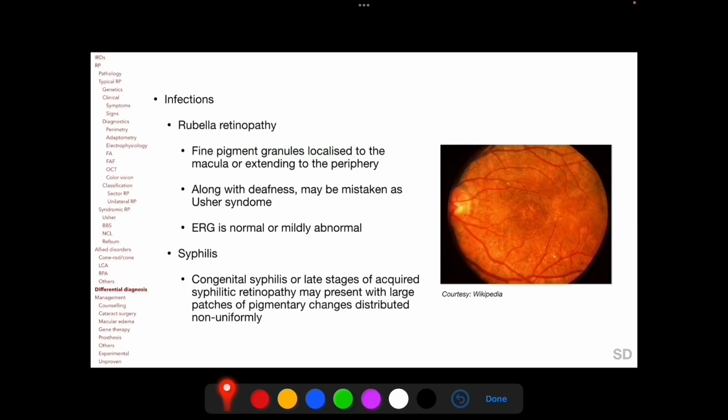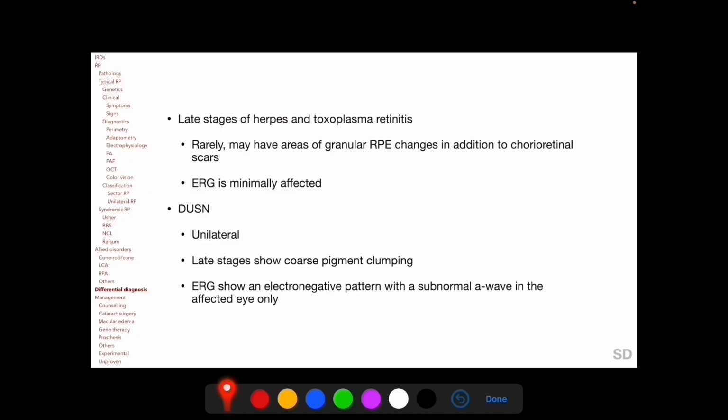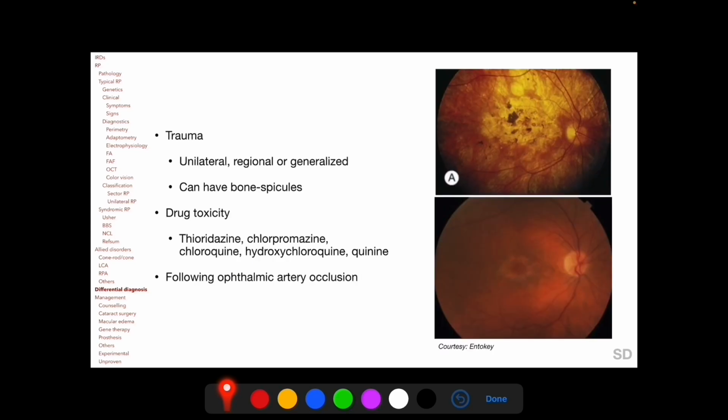Infectious causes include rubella retinopathy, which usually presents with fine pigment granules in the fundus, but the ERG is normal or only mildly abnormal, which helps in differentiating it from other pigmented retinopathy entities. Other infectious entities which may present with pigmented retinopathy include syphilis, late stages of herpes and toxoplasma retinitis, and diffuse unilateral subacute neuroretinitis.